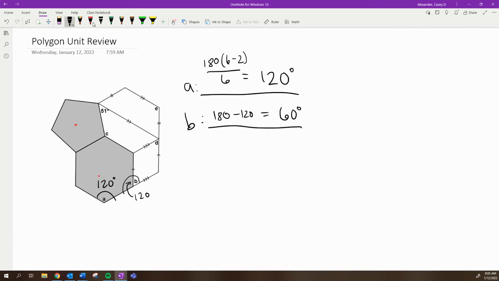In order to find angle C, we have to acknowledge that this is a regular pentagon. So if I do 180 times 5 minus 2, divided by 5, I get 108 degrees. This is a 108 degree angle. This is a 120 degree angle as previously calculated. And together that makes 228. And so C is everything that's left over, right? So C would be 360 minus 228, which, can I do this in my head? That would be 132 degrees. C is 132 degrees.